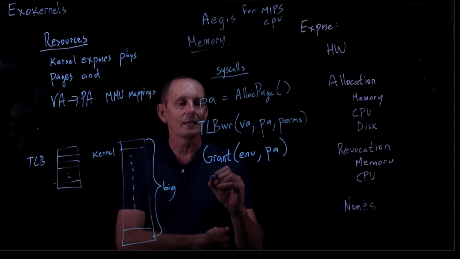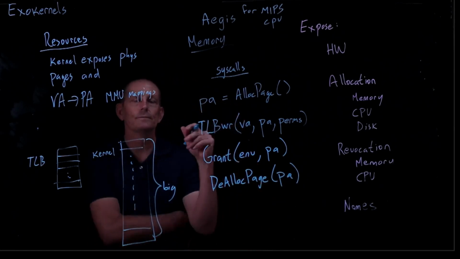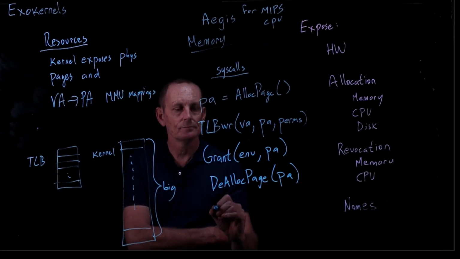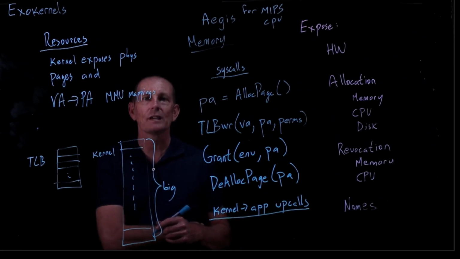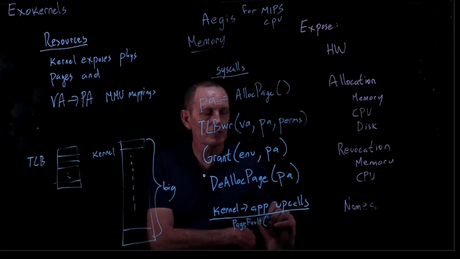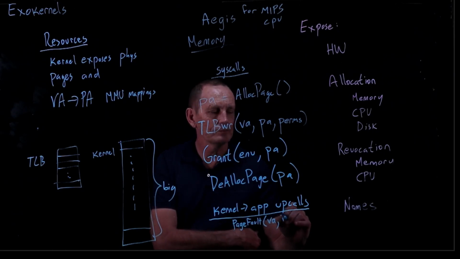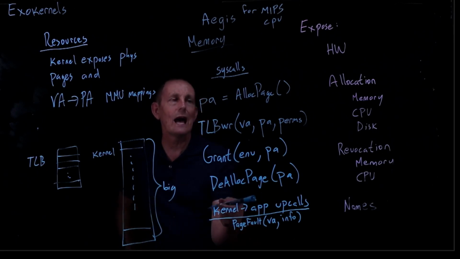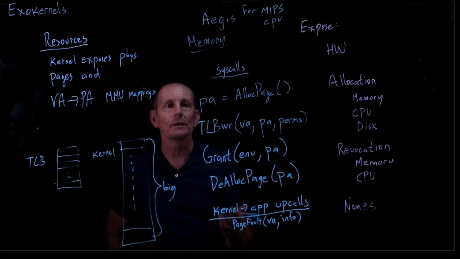We also can, of course, deallocate a page. And that's all we really need here. And then we also have upcalls. These upcalls are calls that the kernel makes to the application. One upcall is on a page fault. We get given a virtual address, and we could get some information about the page fault, things like was it read, write, stuff like that. So this will allow us to handle virtual memory.